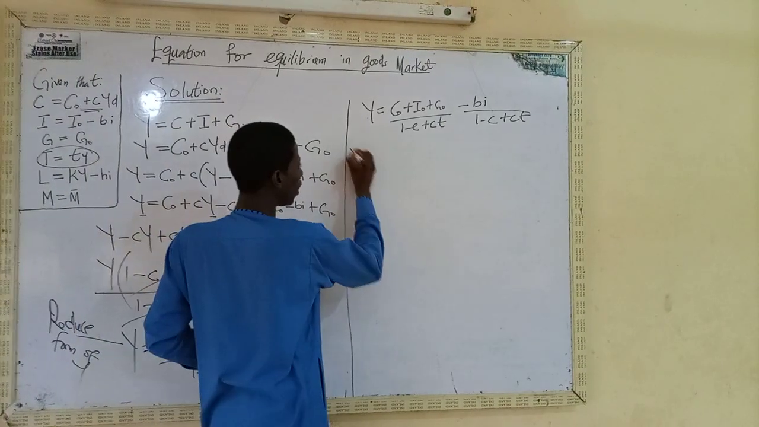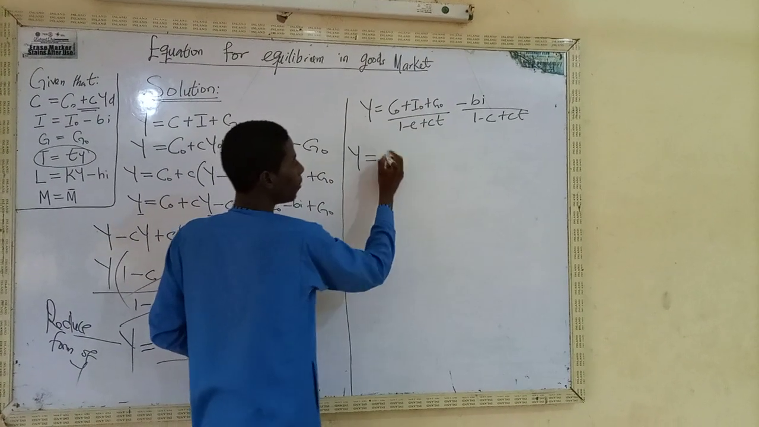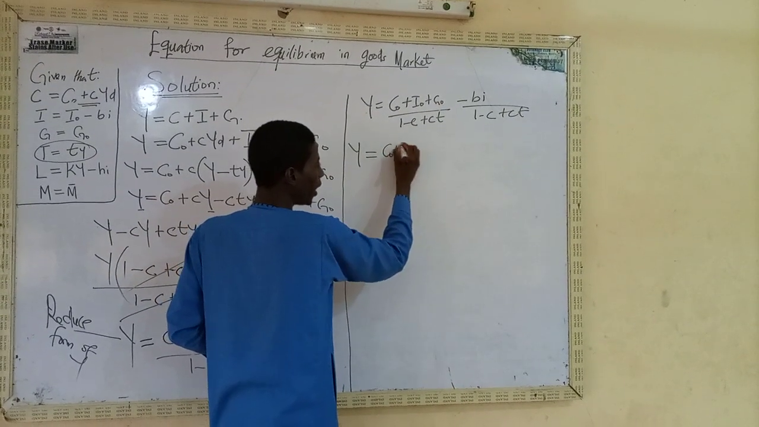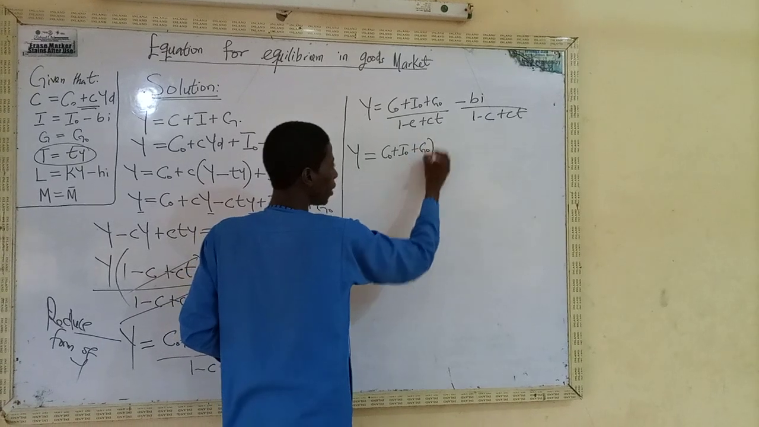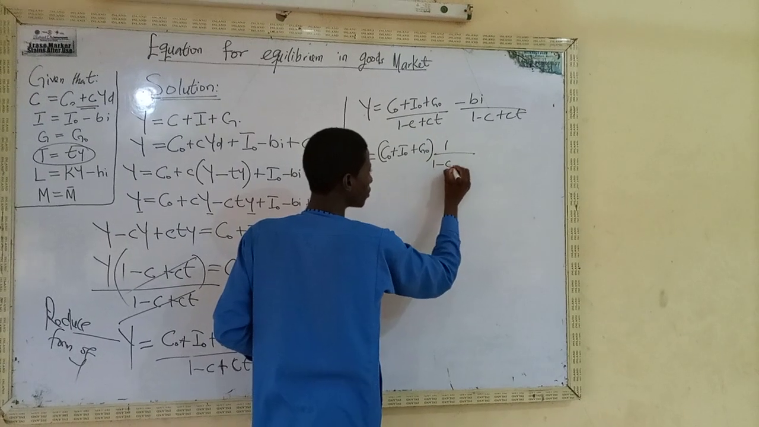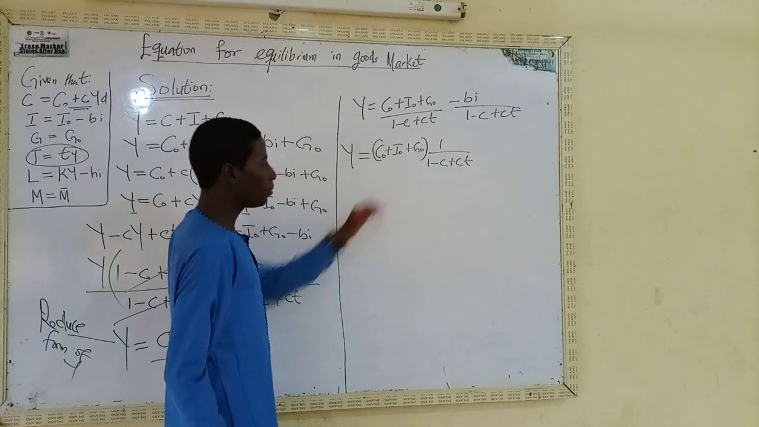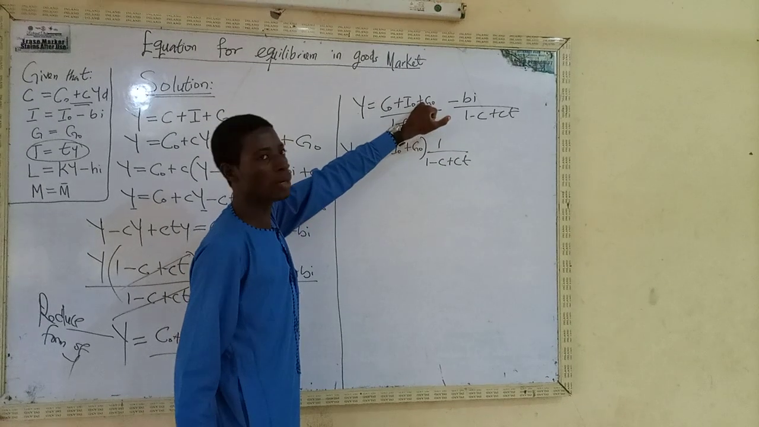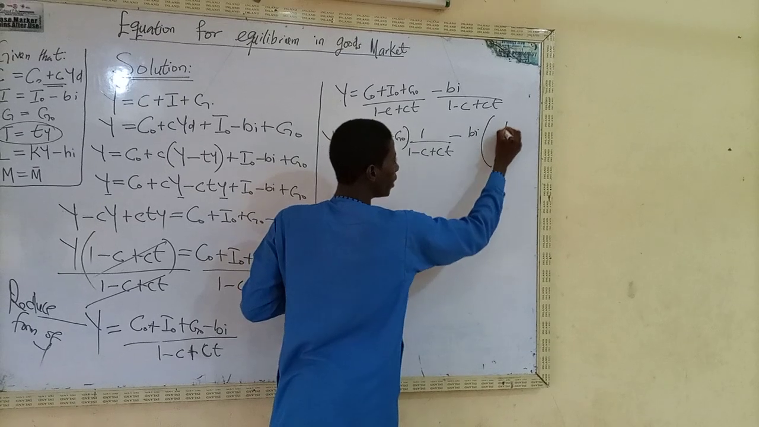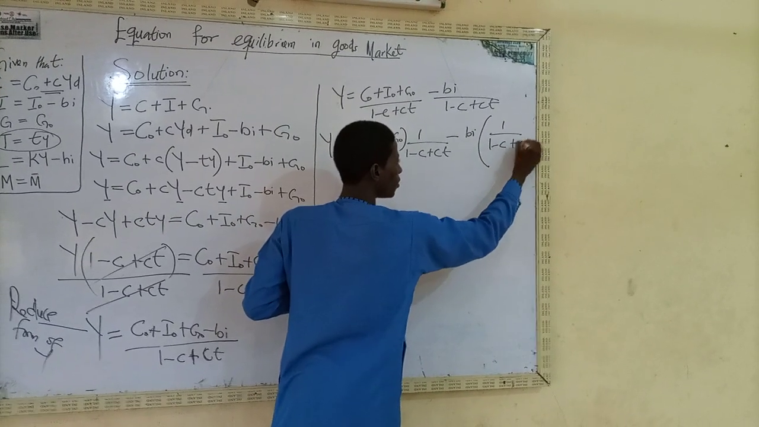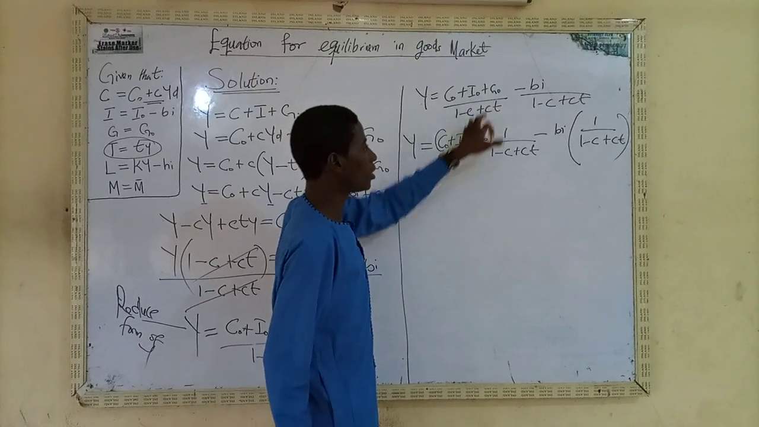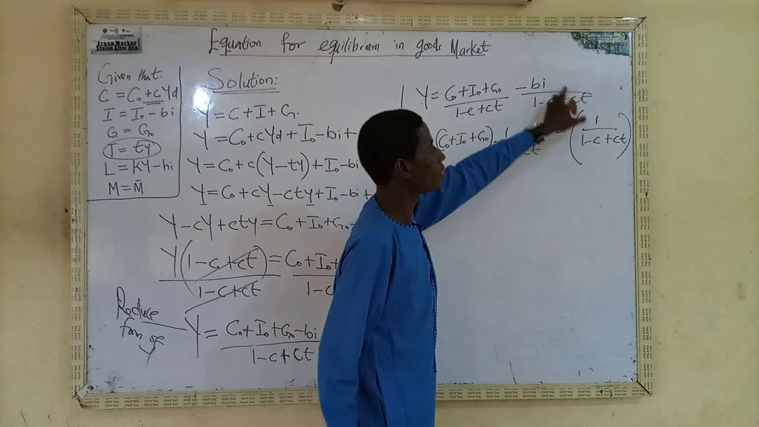And here we can have our Y. Also here we can split it into two. By having C0, this autonomous spending, we bring it out, plus I0 plus G0, we bracket everything and multiply by 1 divided by 1 minus c plus ct. By implication, multiplying by 1 will still give us the value back. The same thing applies to the other side: minus bi, you can bracket it by saying 1 divided by 1 minus c plus ct. Bi multiplied by this will still give us the value back.